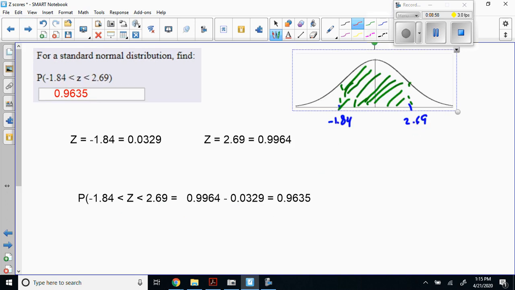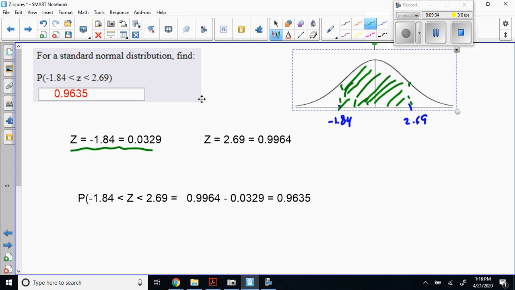This is number 3. And what number 3 is saying is find the probability between two z-scores, right? And so I just kind of drew it out and said negative 1.84. Negative, I knew it was below the mean. Positive, I knew it was above the mean. So what I did was I went and found what the z-score for negative 1.84 was, right? 0.0329.